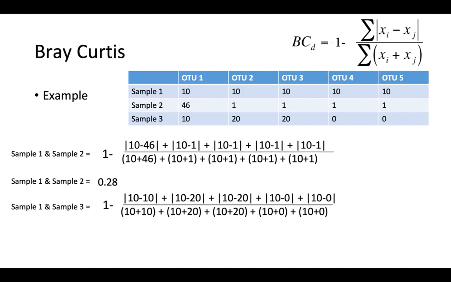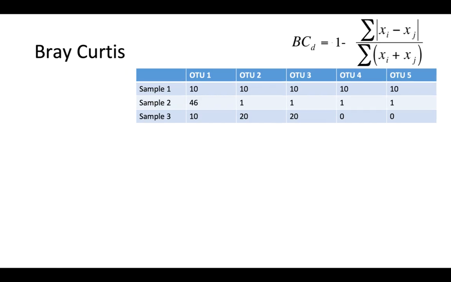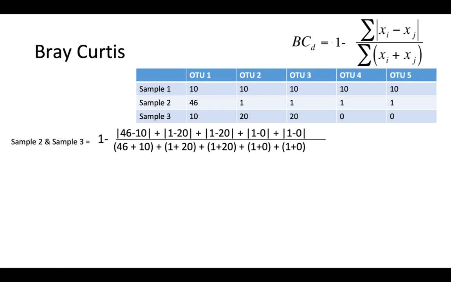So now we can keep going and compare all of the samples. Now we're going to compare sample 1 and sample 3. Here is for OTU 1, 10 minus 10, 10 and 10, and so on and so on. We get a value of 0.6. And we can keep going, compare sample 2 and sample 3, where you now get a Bray-Curtis value of 0.24. So now we've calculated the Bray-Curtis values for all the possible comparisons between our samples.